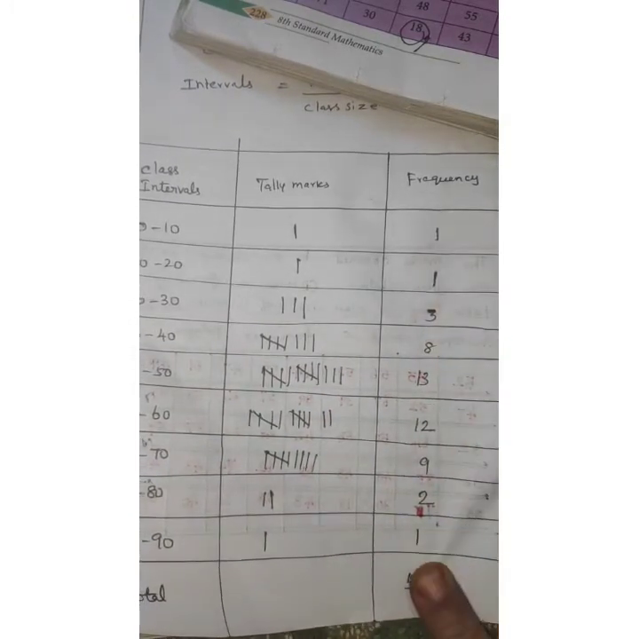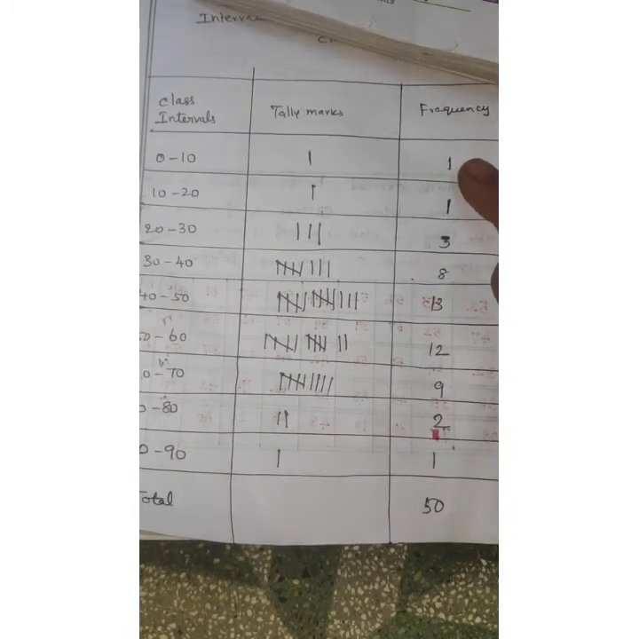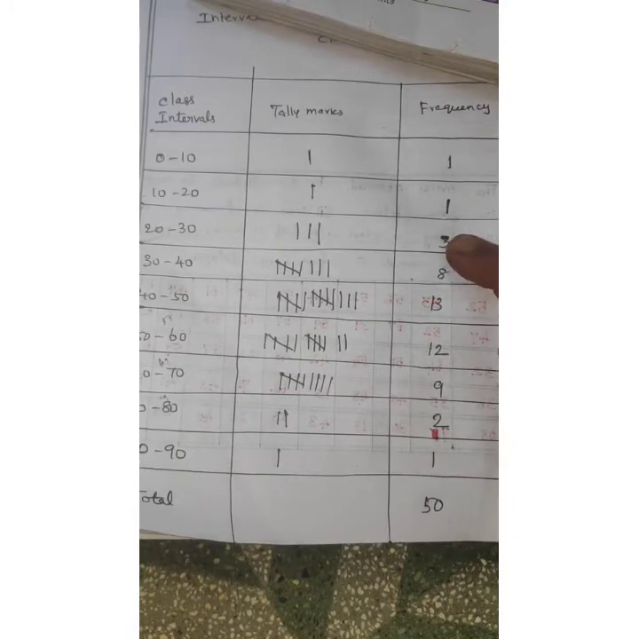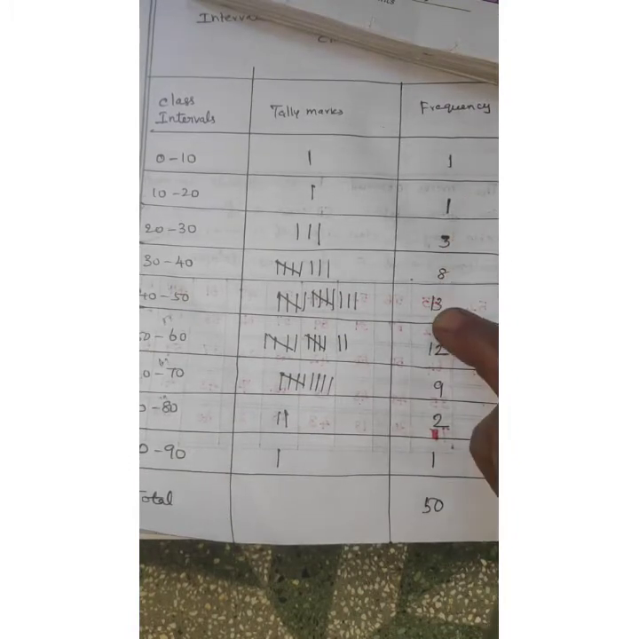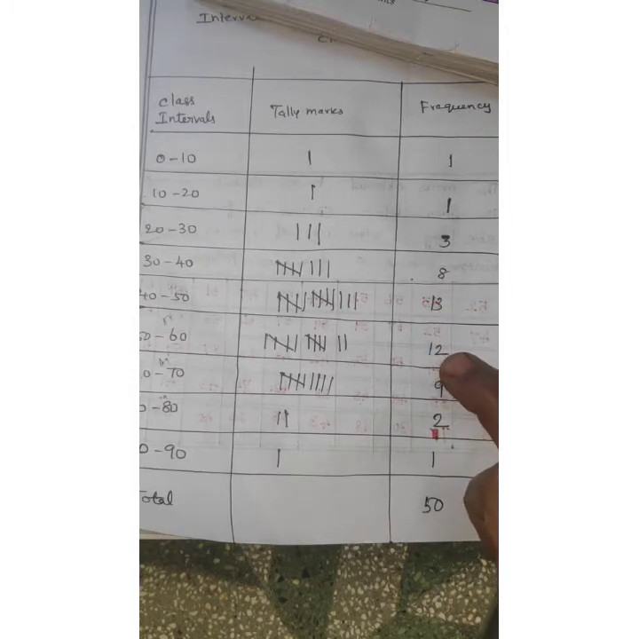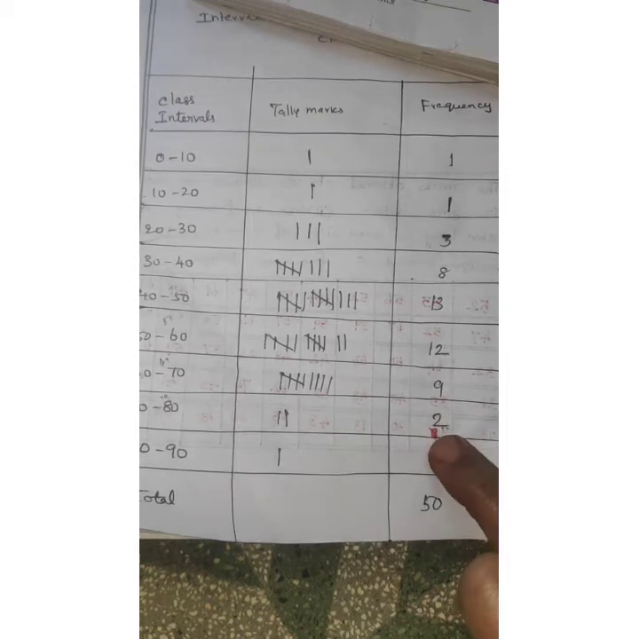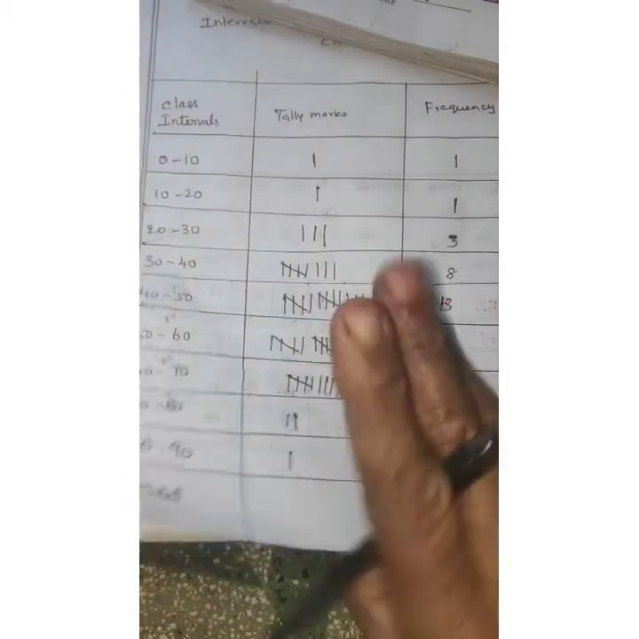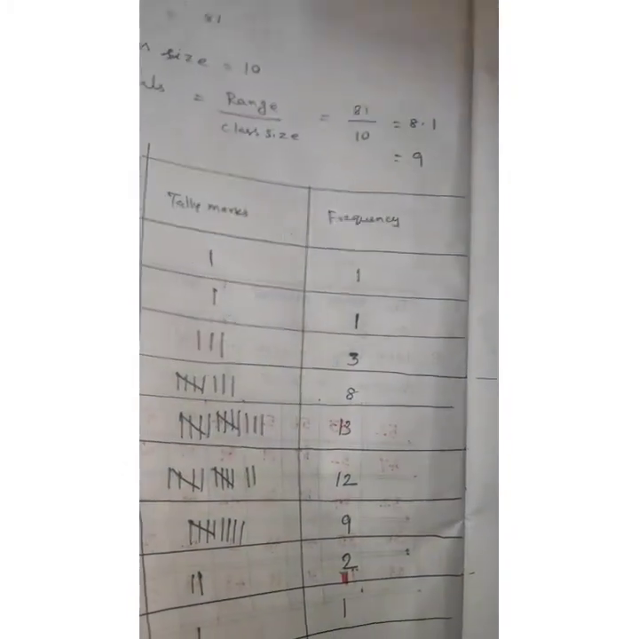All these you add. Add and get the answer: 1 plus 1, 2; 2 plus 3, 5; 5 plus 8, 13; 13 plus 13, 26; 26 plus 12, 38; 38 plus 9, 47; 49; 50. Total equals 50. Now you write in the continuous frequency table.